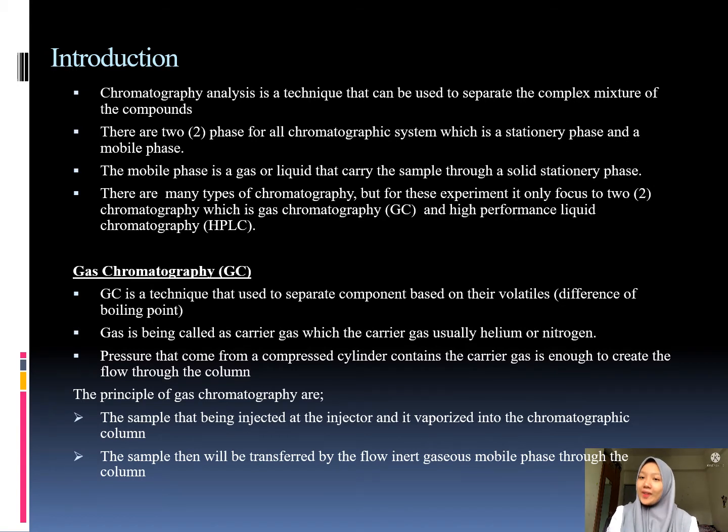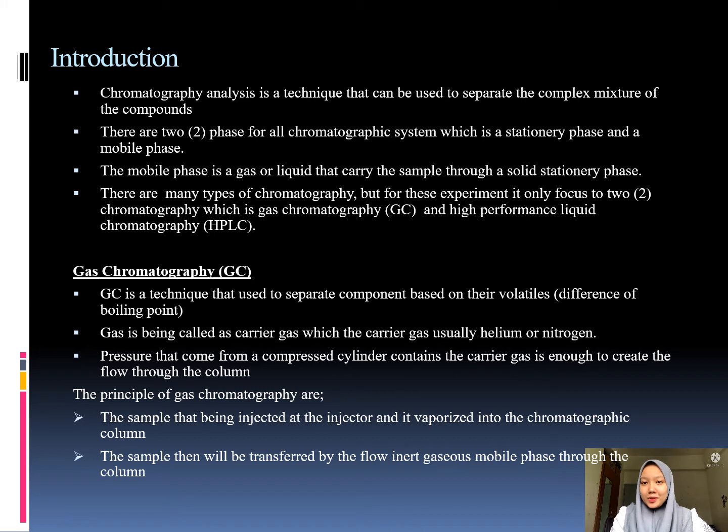Next, we move to gas chromatography. Gas chromatography is a technique that can be used to separate components based on the difference in boiling point. The gas is called the carrier gas, and examples of carrier gas are helium and nitrogen. Pressure from a compressed cylinder containing the carrier gas is enough to create the flow through the column.